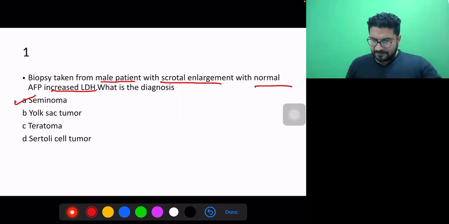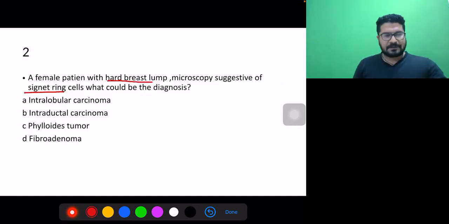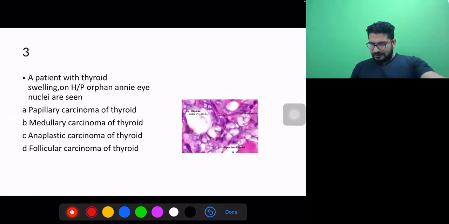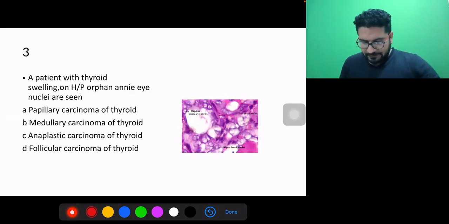If I say a female patient with a hard breast lump, and microscopy suggestive of signet ring cells, sometimes they can also mention other words like single file pattern or Indian file pattern. So this is suggestive of lobular carcinoma of breast.